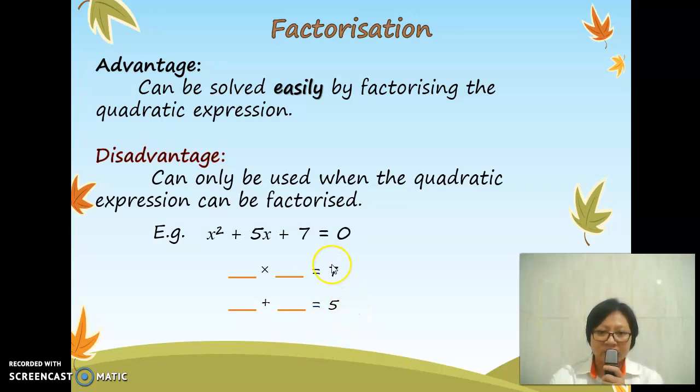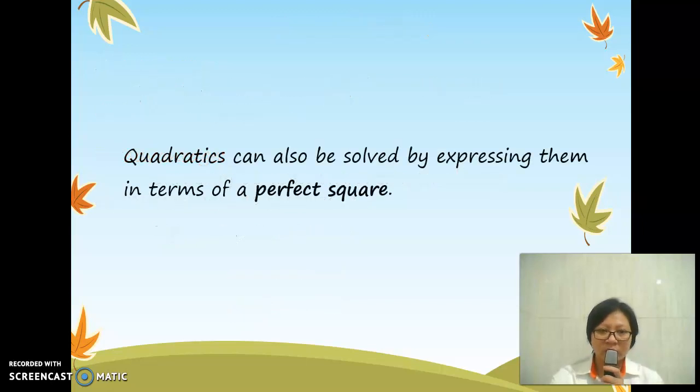7 is a prime number, so it has only two factors, 1 and itself. 1 times 7 is equal to 7, but 1 plus 7 is not equal to 5. So we cannot use factorization method here. We are going to use perfect square.